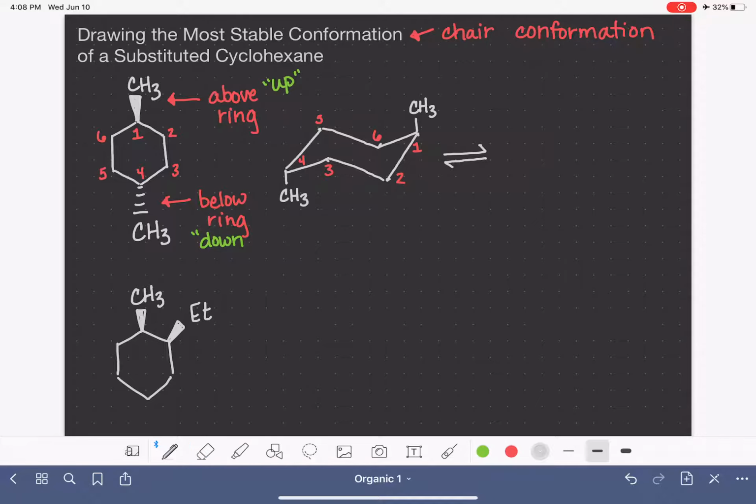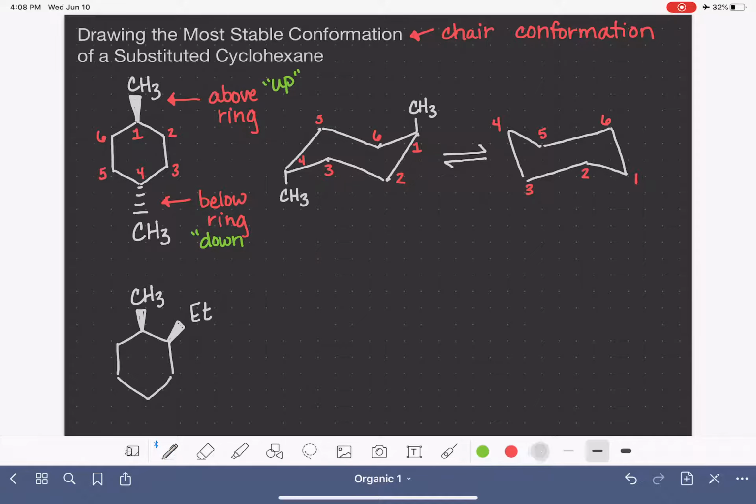So remember, in the ring flip, we are taking this carbon right here and pushing it up. We're taking this carbon right here and pushing it down. So we are changing the conformation. It's still going to be a chair. It's just going to be oriented in a different direction. And we took carbon number 1 and pushed it down. So carbon number 1 is now down here. This is 2, 3, 4, 5, and 6.